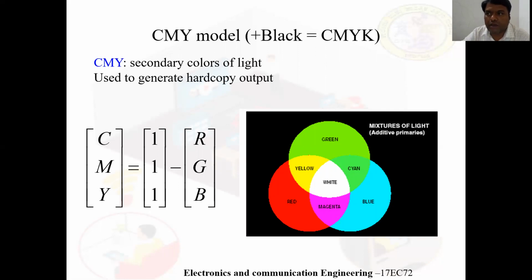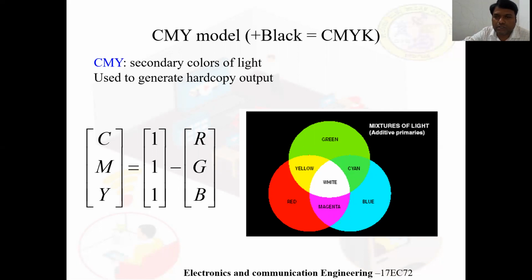CMY and CMYK models. Cyan, magenta, and yellow are the secondary colors of light, or the primary colors of pigments. Devices that deposit color pigments on paper, such as color printers and copiers, require CMY data input internally, or an RGB to CMY conversion.